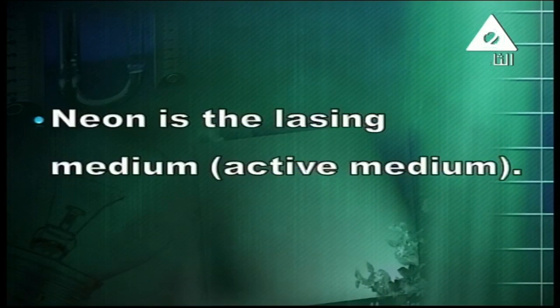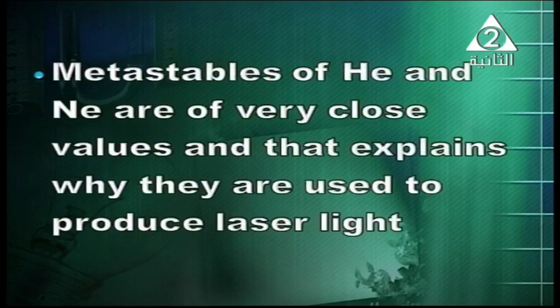Neon in this device is the lasing medium. It is the active medium. Metastables of helium and neon are of very close values, and that explains why they are used to produce laser light. Let me say it again because it is very important. The metastable energy level of helium and that of neon are very close to each other. And this explains why we use these two particular gases.